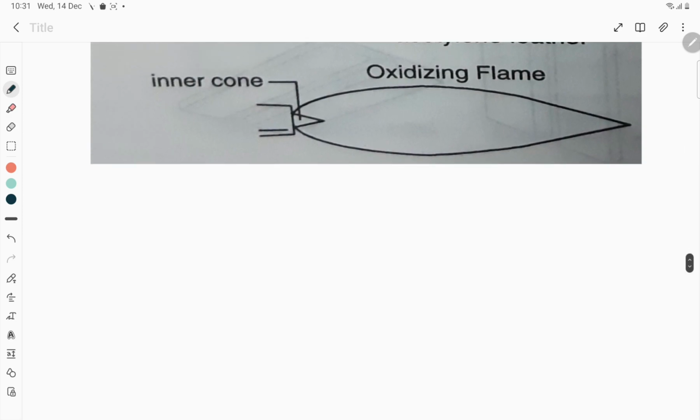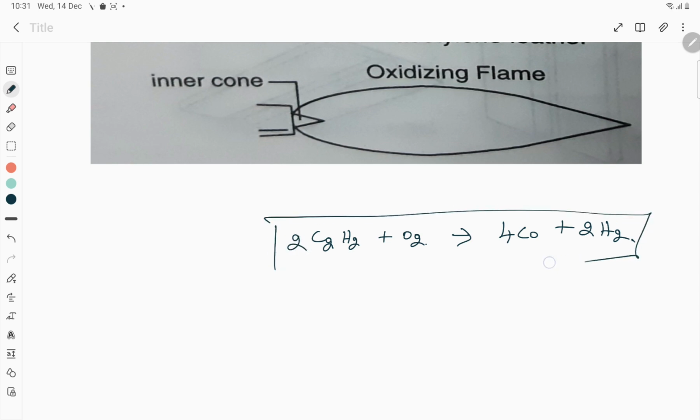So let's see what is the reaction that is generally happening in this gas welding process. We'll be having acetylene and then oxygen, so it will give us carbon monoxide and hydrogen. This reaction happens in the inner cone. This is the primary combustion.